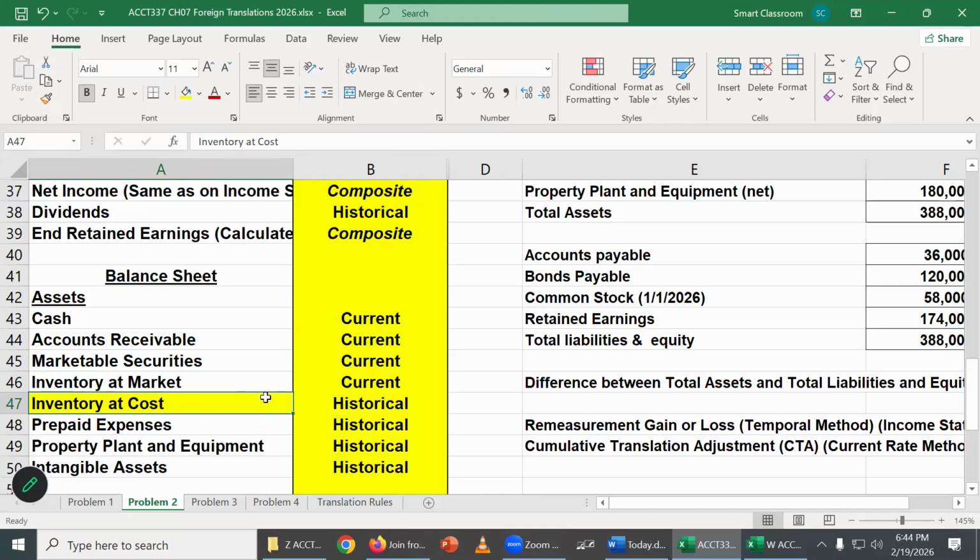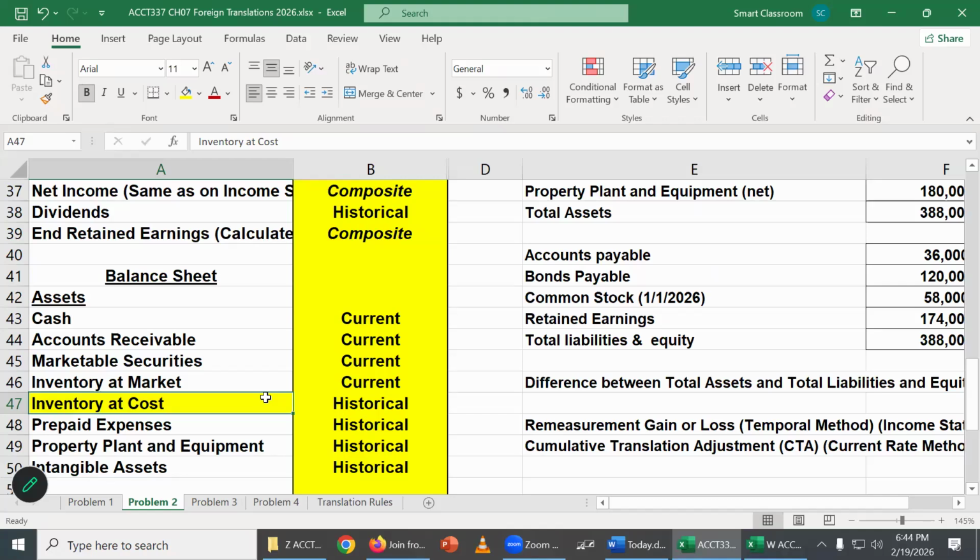No. It wasn't. It was 4 and 5. The lower of cost or net realizable value. Here's where it gets even more tricky. For the temporal method, for the lower cost or market, if it was the historical cost you're using, you would use the historical rate. If it was the lower cost or market, you would use the current rate.